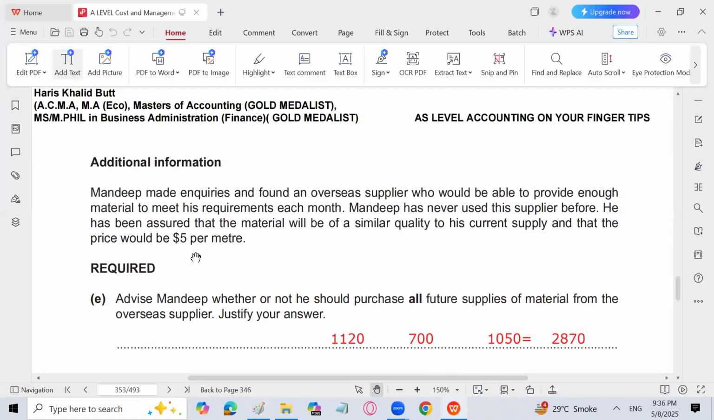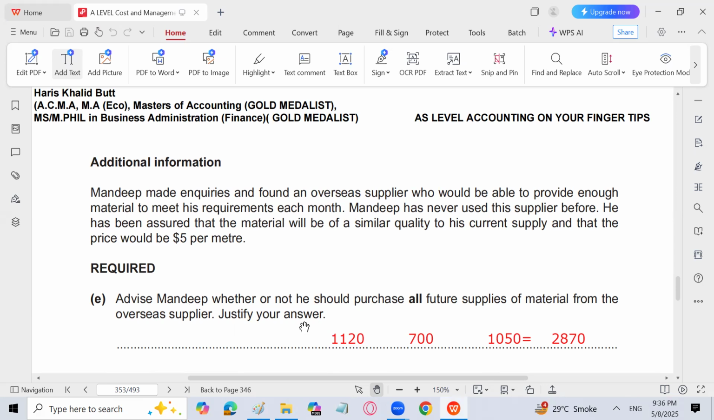So now he's saying that they will be able to provide enough material to meet his requirement each month. Mandeep has never used this supplier before. He has been assured that the material would be of similar quality to his current supplier and that the price would be $5 per meter. Advise Mandeep whether or not he should purchase all future supplies of material from the overseas supplier. Justify your answer. So there is no reason to go for the calculation.